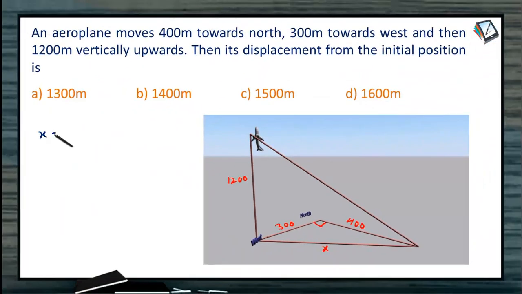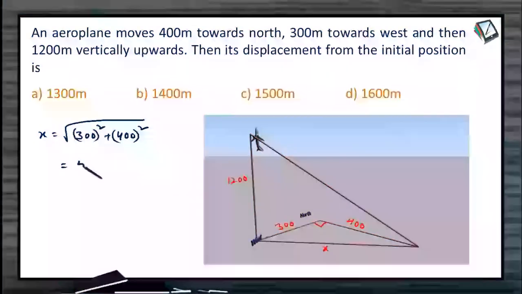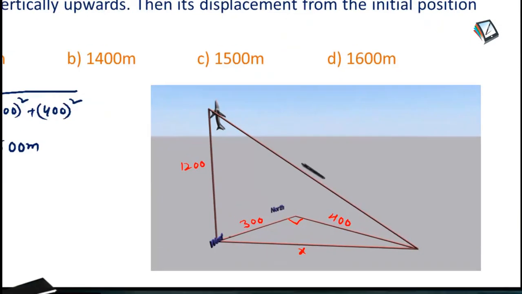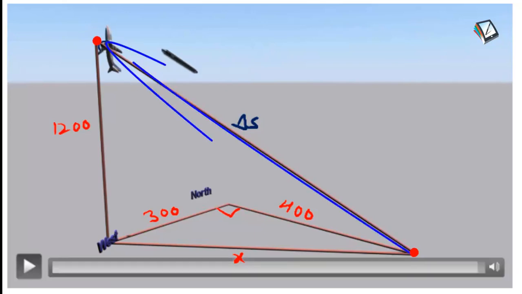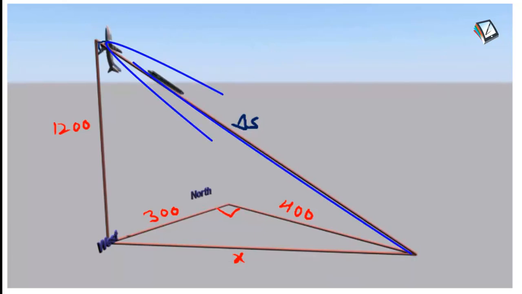So x becomes under root of 300 square plus 400 square, and everybody knows that it is 500 meters. So x is 500 meters. Suppose the displacement of the plane from this initial position towards this final position, and its direction will be like that. So displacement will be what?